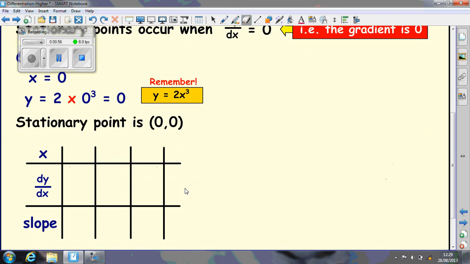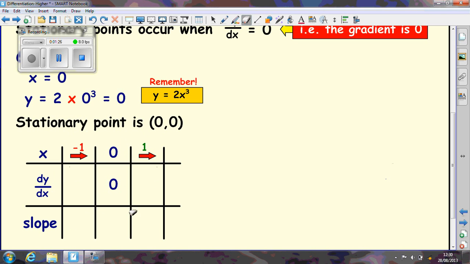We then draw our nature table. The x value of the stationary point is 0, put that in the middle. We look at just before 0 to see what's happening, and we look at just after 0, so we'll use 1 and negative 1 again. At x equals 0, the gradient is 0. We then have to see what's happening at negative 1 to the derivative, see if it's positive or negative, and we then have to look at 1 to see whether it's positive or negative, and then we can work out what the slope's doing.